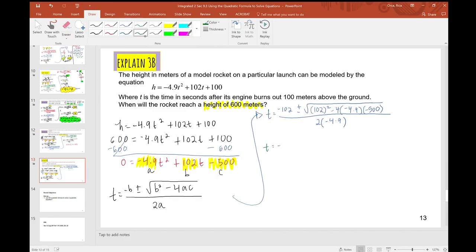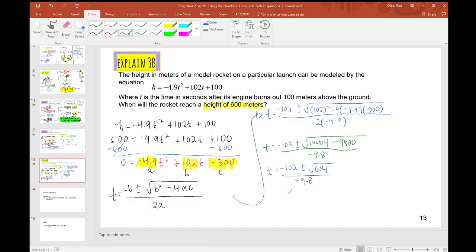T equals negative 102 plus or minus, 102 squared is 10,404, and negative 4 times negative 4.9 times negative 500 is negative 9,800, divided by negative 9.8. We have t equals negative 102 plus or minus the square root of 604 divided by negative 9.8.